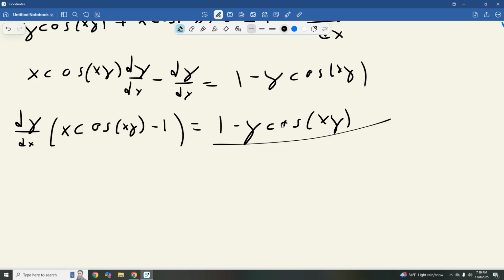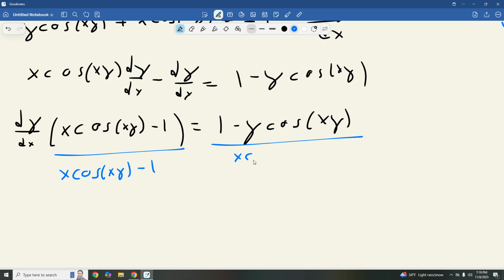Now all we have to do is our final thing here, which is divide by x cosine xy minus 1. Nice. So this should be our answer. Now let me just check if that is right. And if it is, we can move on to our next step. 1 minus y cosine xy over x cosine xy minus 1. Yeah, and it is correct.